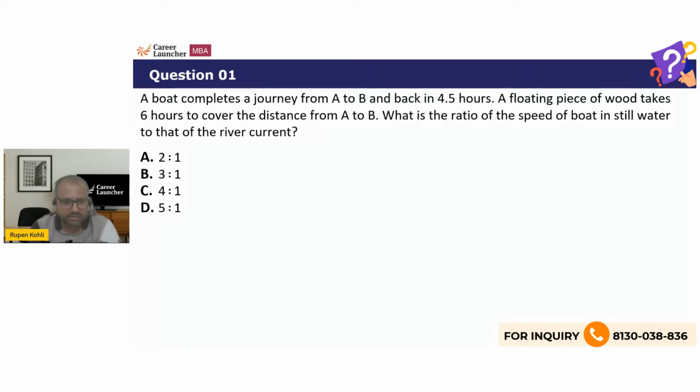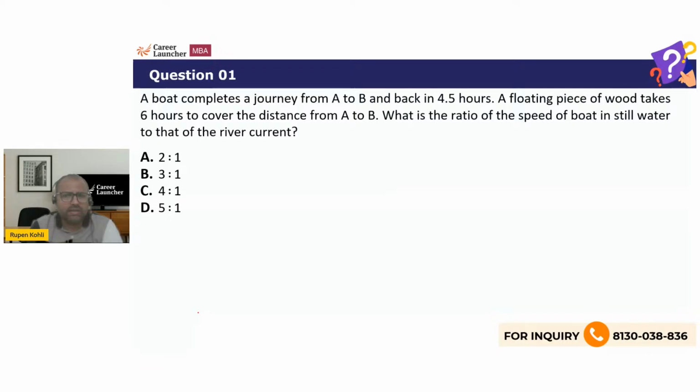All right, let's see. A boat completes a journey from A to B and back in 4.5 hours. A floating piece of wood takes 6 hours to cover the distance from A to B. What is the ratio of the speed of the boat in still water to that of the river current?